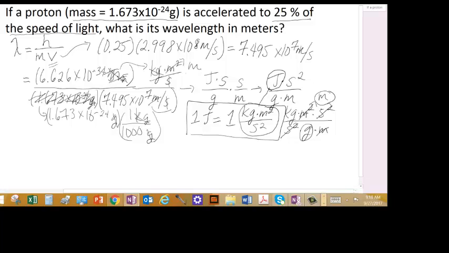So now that we know the units are going to work out, we can do all the math, and when you do that you should get 5.284 times 10 to the negative 15th meters. So that would be the wavelength of this proton given its speed.